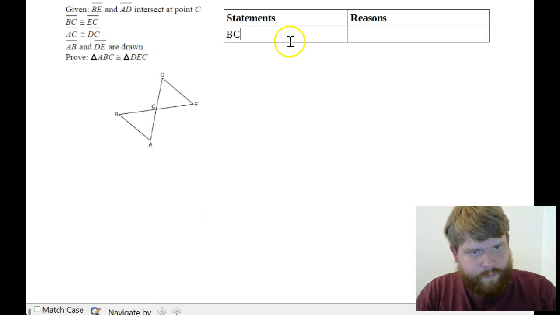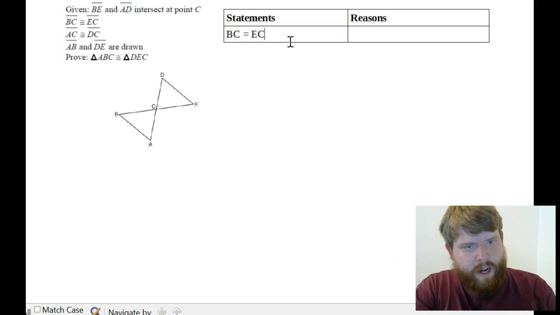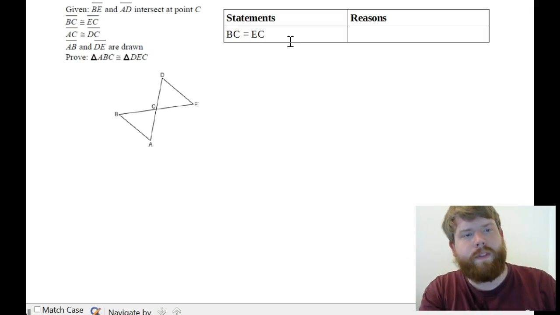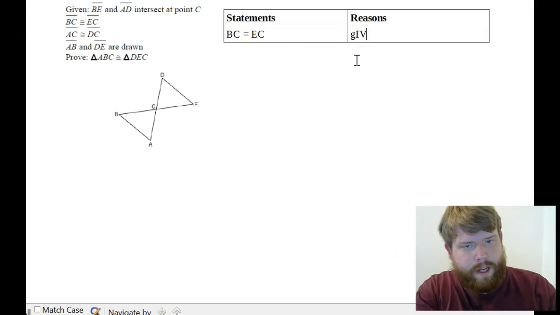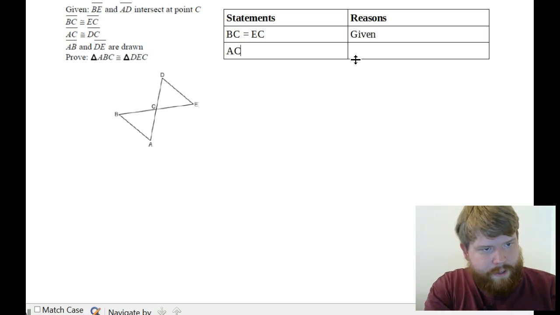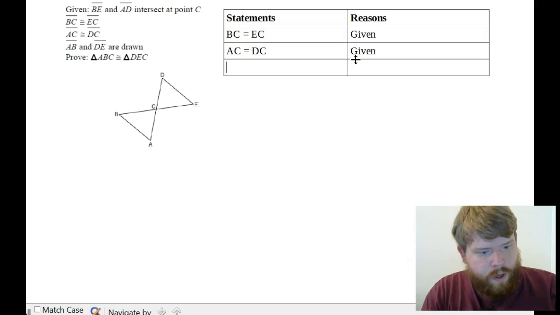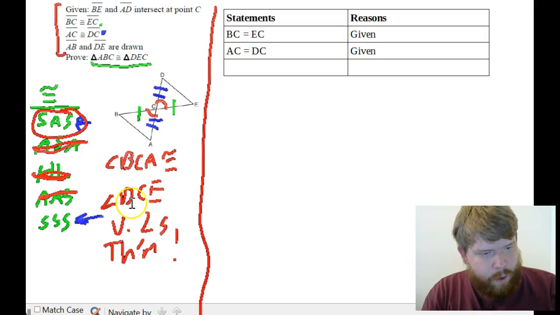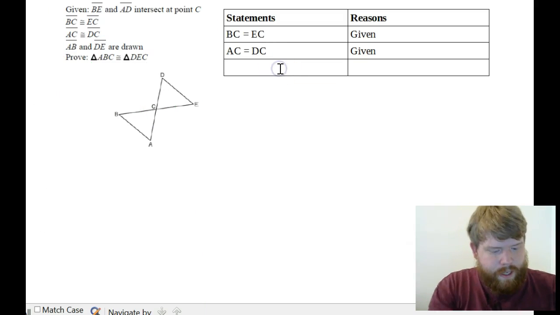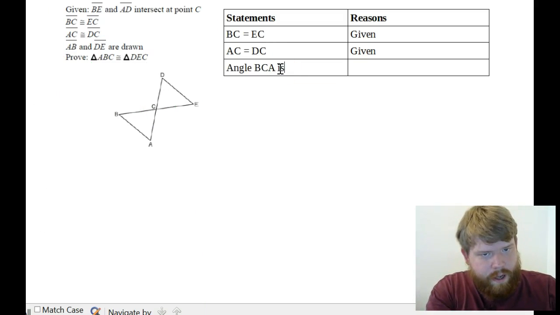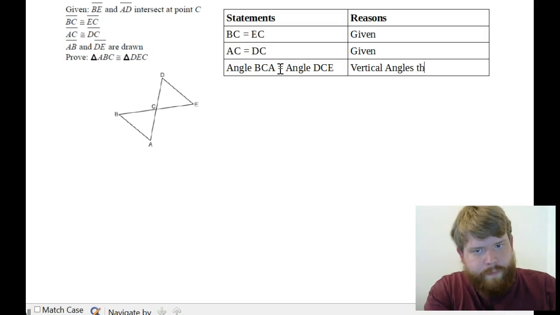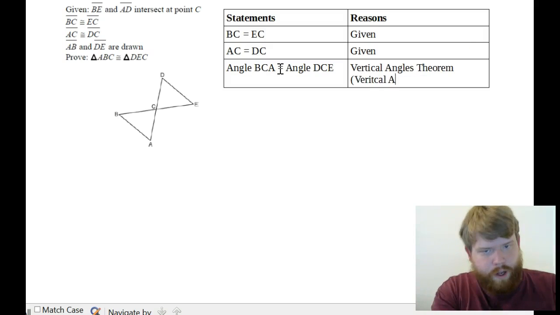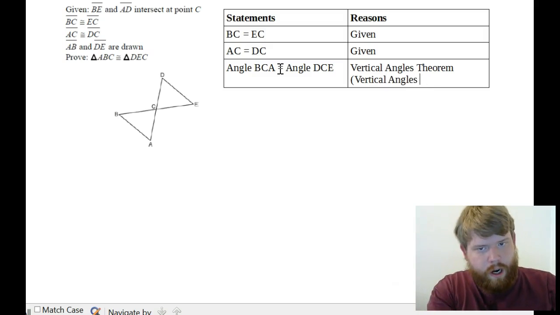BC is congruent to EC. And I'm using equal signs rather than congruent signs here just because it's easier to type with the keyboard. When you write this proof yourself, especially since congruent signs are used in the givens here, we should make sure to use those. So that's given. And then AC is congruent to DC, and that's given. Okay, and then the next thing I noticed was that angle BCA is congruent to angle DCE, and that's because of the vertical angles theorem. Another way of saying that is vertical angles are congruent.